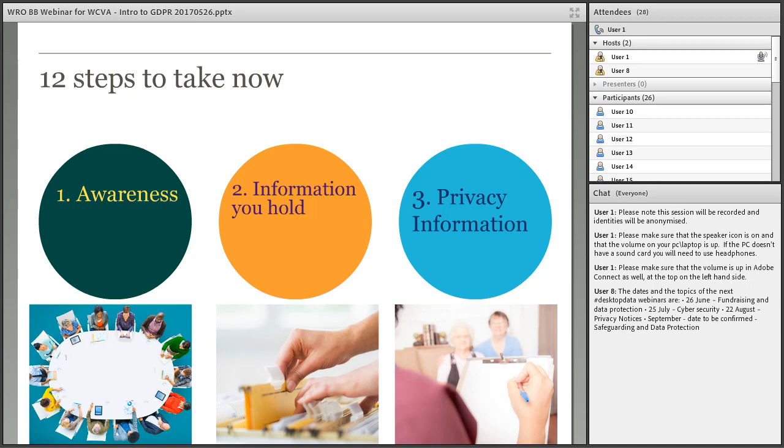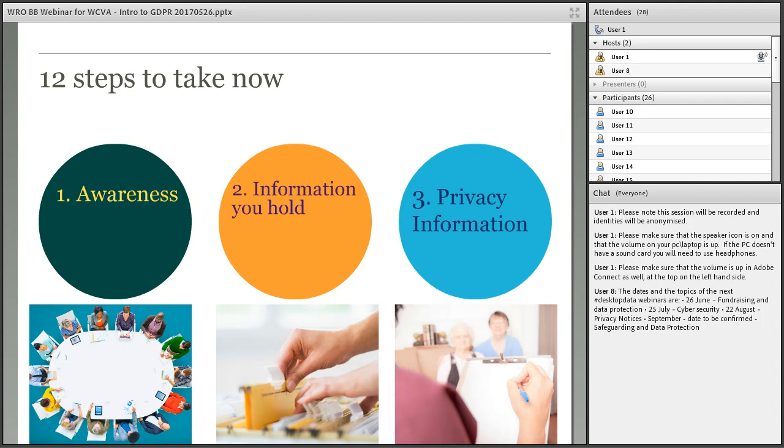GDPR also requires you to give this privacy information in a clear, concise and easy to understand way. So I'm sure that you'll all agree, like me, that it's a really welcome change to those badly worded legalese privacy notices that I'm sure we've all seen at some point, when you can't make head nor tail as to what the organisation is going to do with your data.